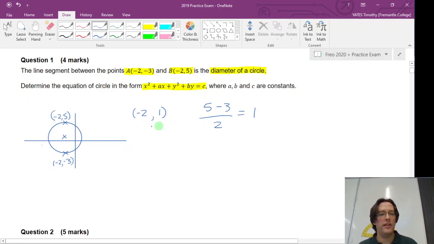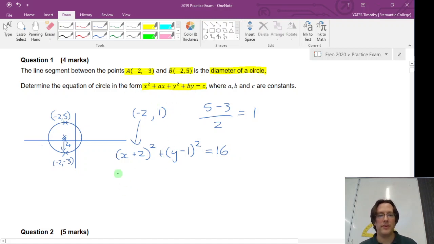So once we know the center of the circle, we've got to put it in our circle form. So that's going to be x plus 2, because remember that we've got to invert the sign for that one there. x plus 2 all squared plus y minus 1 all squared. And that's going to be equal to the radius squared. And the radius here is 4. So that's going to be 16. So that's the equation of our circle, but that's not the form we want it in.